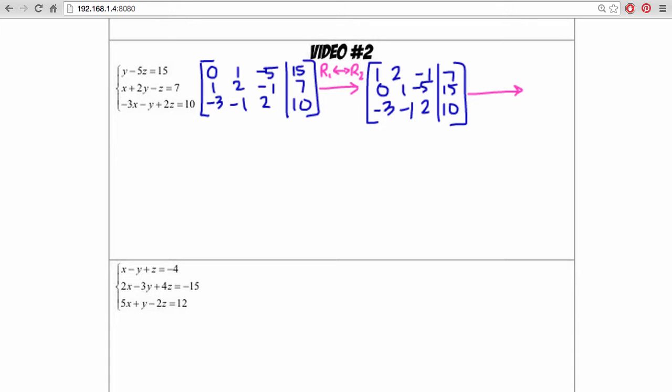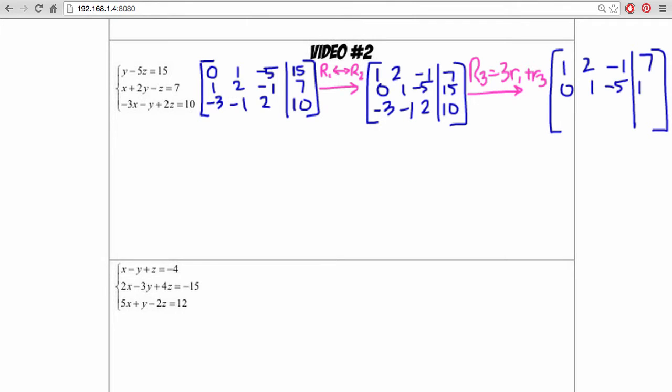My next rule, what I'd like to do is start working on row 3. I have a 1 in row 1, I have a 0 in row 2, I need to get rid of that negative 3 in row 3. So I'm going to alter row 3, and the rule that I'm going to implement is 3r1 plus r3. The matrix that we get with this rule is 1, 2, negative 1, 7, 0, 1, negative 5, 15, 0, 5, negative 1, 31.